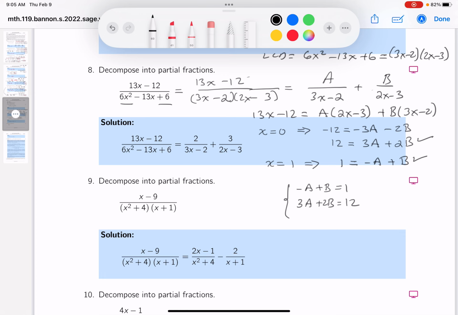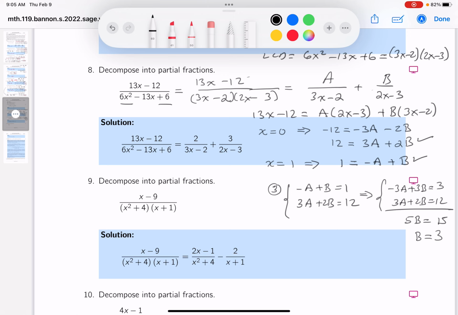All right? I'm going to use a process of elimination, Gaussian elimination. I'll multiply the top equation by 3. And what would you get? You get minus 3A plus 3B equals 3. You get 3A plus 2B is equal to 12. And what do you get there? Well, you kind of just add them together and the A's disappear and you get 5B. And 3 plus 12 is 15. And B turns out to be pretty simple, doesn't it? Turns out to be 3.